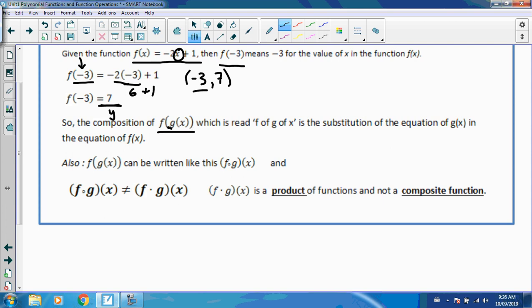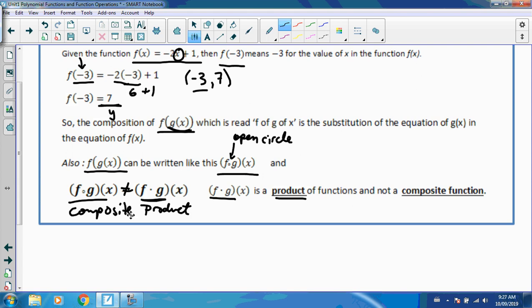So the composition f of g of x is the substitution of the equation g of x, which is on the inside, into f of x. And so we can write a composition of functions like this, or like this. The difference is that this is an open circle, and an open circle means f of g of x, and a closed circle like this is not the same. This is a product function. So you have to watch for that. Am I multiplying them, a product function, or is it an open circle, a composite function?